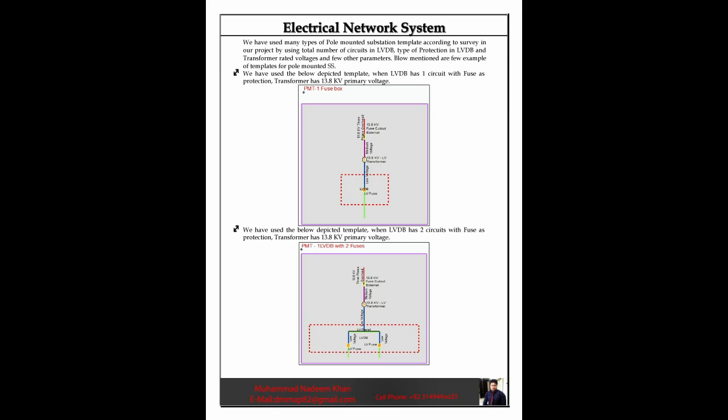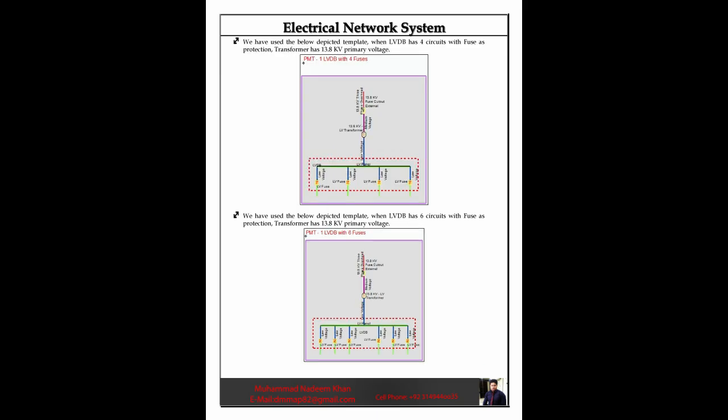We have used the below depicted template when LVDB has 2 circuits with fuse as protection. Transformer has 13.8 kV primary voltage. We have used the below depicted template when LVDB has 4 circuits with fuse as protection. Transformer has 13.8 kV primary voltage. We have used the below depicted template when LVDB has 6 circuits with fuse as protection. Transformer has 13.8 kV primary voltage.